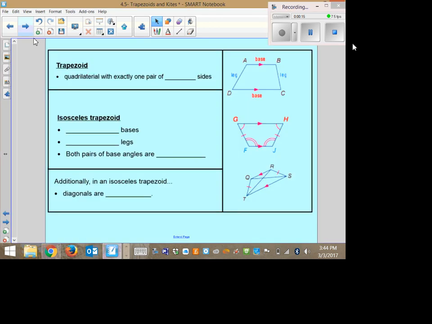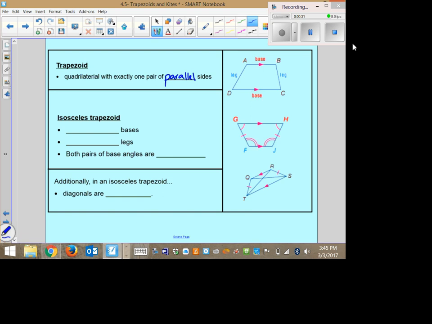A trapezoid is a quadrilateral with exactly one pair of parallel sides. So note, a parallelogram had two pairs of parallel sides. A trapezoid only has one pair.